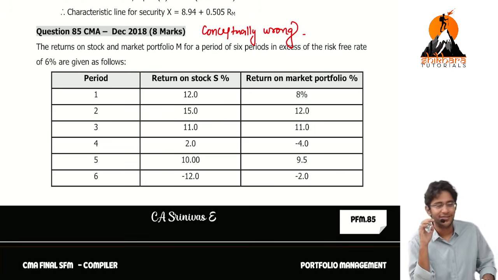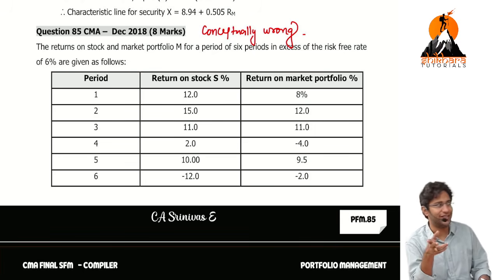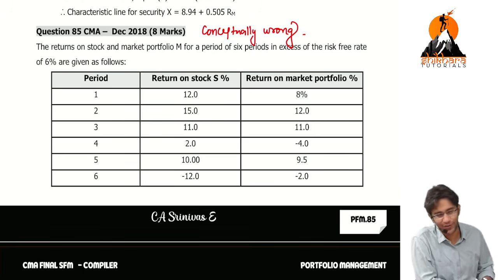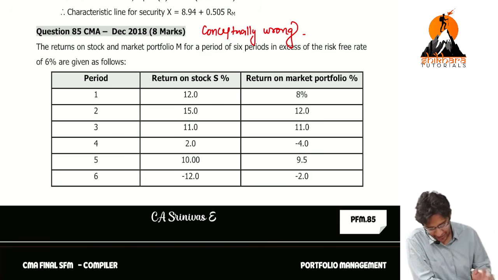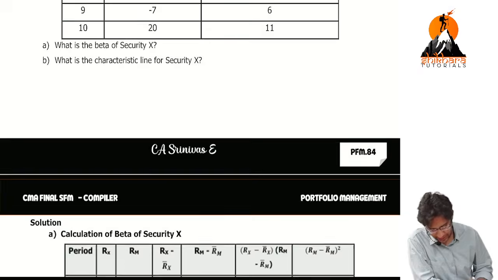Conceptually wrong. Sir, if you have to link to securities, why eliminate RF from that? That is wrong, no? So anyway, question number 86 when you come.